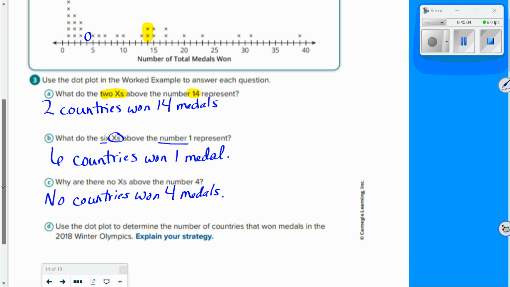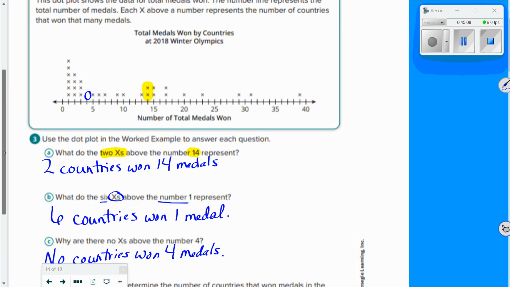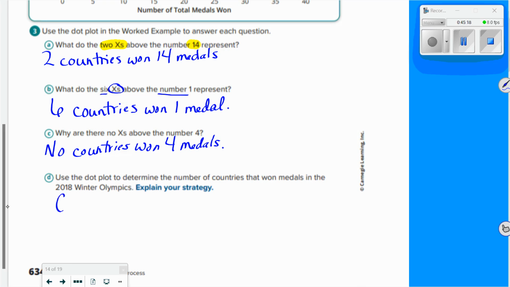Okay, if I use my dot plot to determine the number of countries that won medals in the 2018 Olympics, how could I use this to figure out what my total was? You add all the X's. Count all the dots or all the X's.